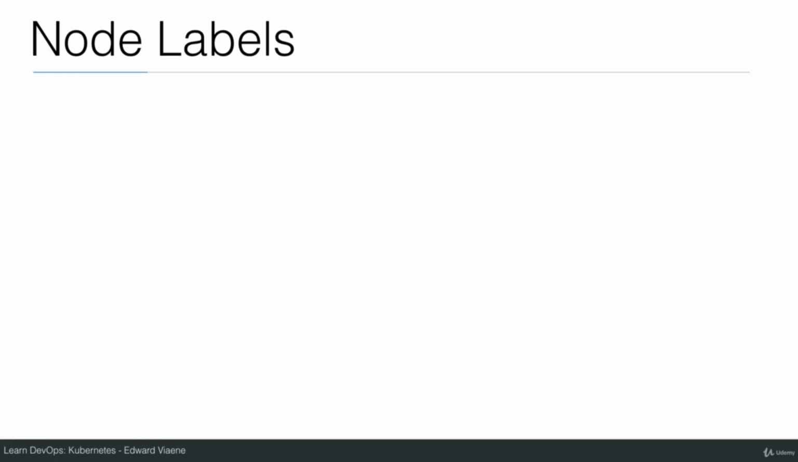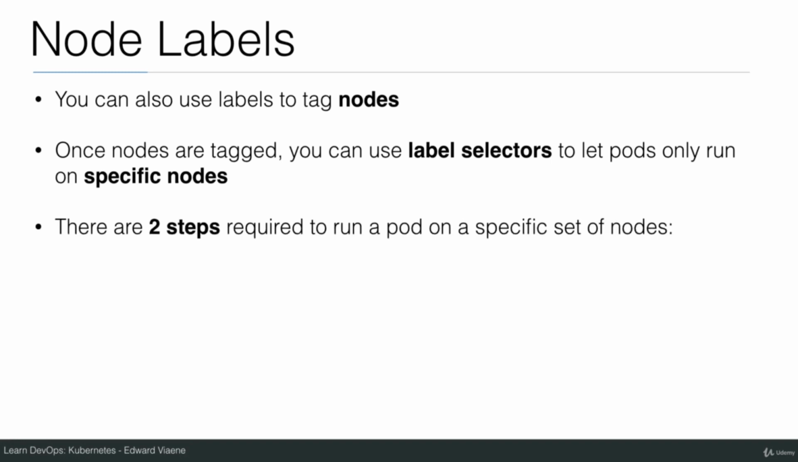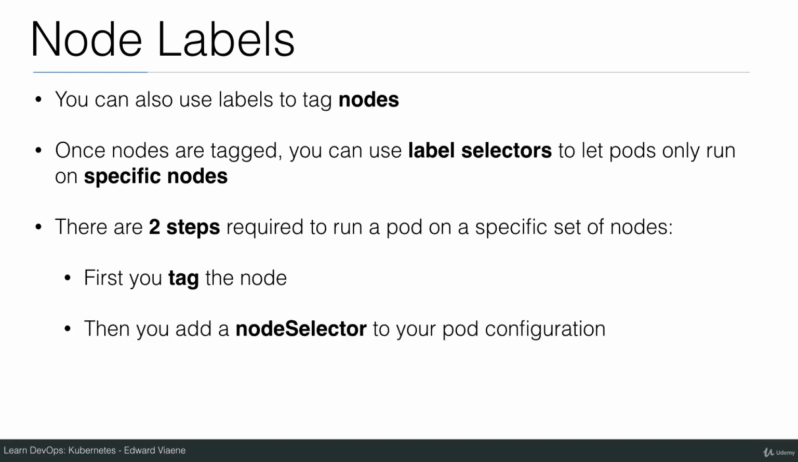In earlier lectures, I have been using node labels for the services. The services had a label selector to select the correct pod that the service was going to be for. You can also use labels to tag nodes. Once nodes are tagged, you can use the label selector to let pods only run on specific nodes. There are 2 steps required to run a pod on a specific set of nodes. First, you tag the node itself, then you add the node selector to your pod configuration. It can be to a single pod or a pod template within, for instance, a deployment.